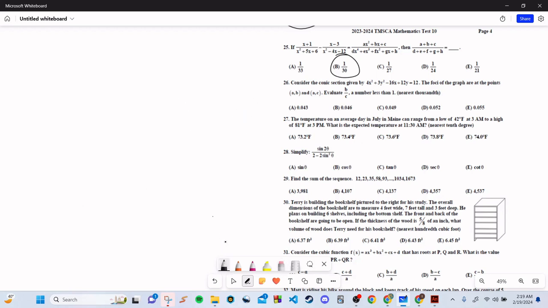All right, so number 26. We want to consider the conic section given by this equation, and the foci of the graph are at these 2 points. We want to evaluate b over c. Okay, it's a number less than 1.